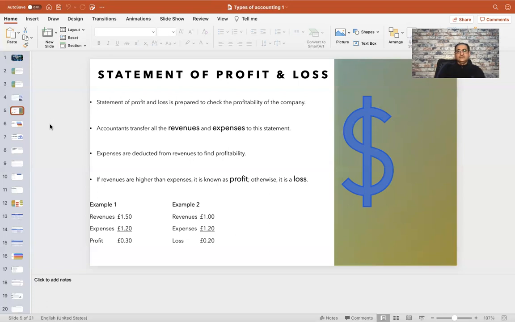I'm going to give you an example, and with the help of that, I will explain what is profit and what is a loss. For example, I want to purchase a marker. I went to a shop, I purchased a marker, and that marker has cost me £1.50. So I paid 150 pence to the shopkeeper.